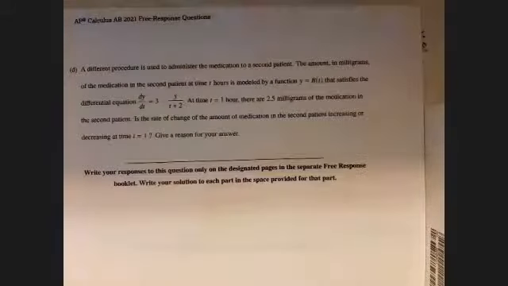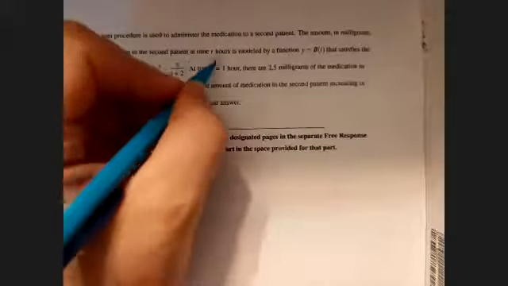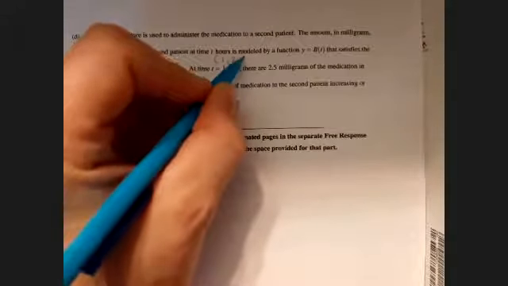So finally, we get to problem D. So let's check this out. Okay, so with problem D, a different procedure is used to administer the medication in the second patient. The amount in milligrams of medication in the second patient at time t hours is modeled by a function y equals B of t, capital B, that satisfies this differential equation here. At time t equal 1 hour, there are 2.5 milligrams of medication in the second patient. Let's pause right there.